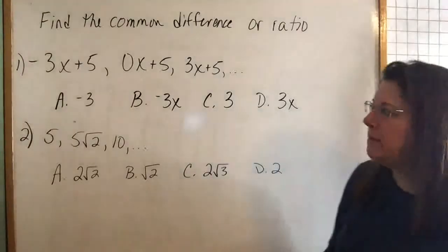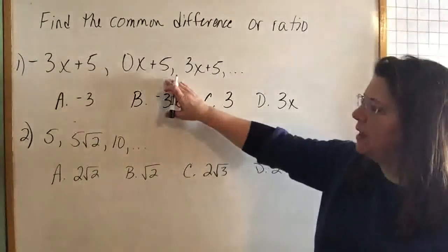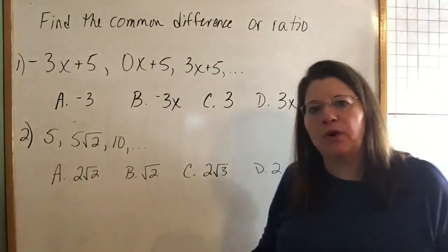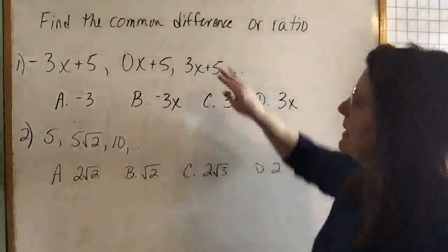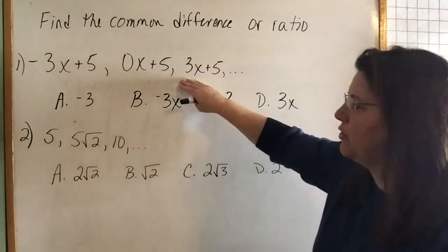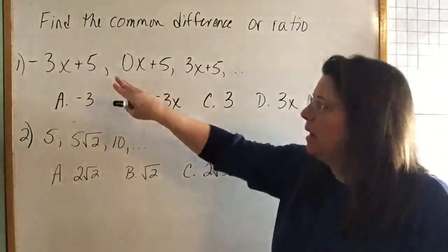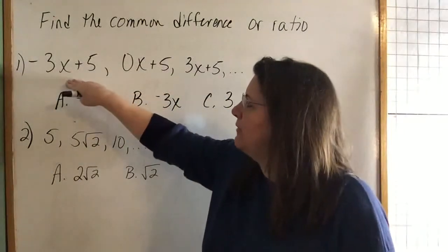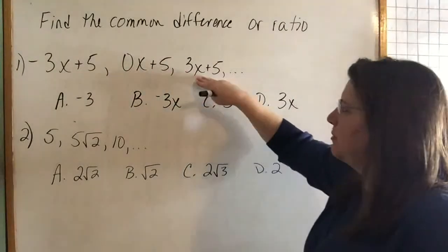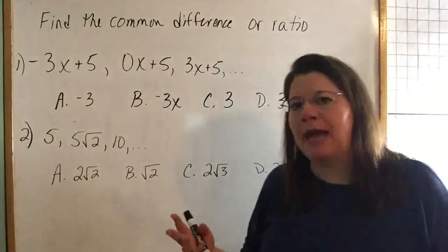You also may be given some algebraic expressions within a sequence and asked to find what the common ratio or difference are. In this case, it says find the common difference or ratio, and then they give you an expression here with sequences. This one says -3x plus 5. The next term is 0x plus 5, and the next term is 3x plus 5. So you need to look at the patterns here.